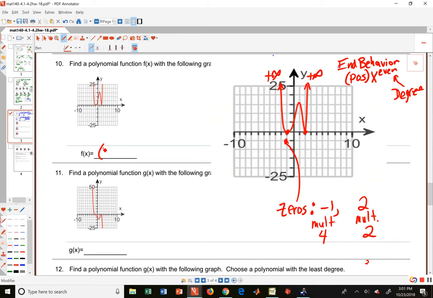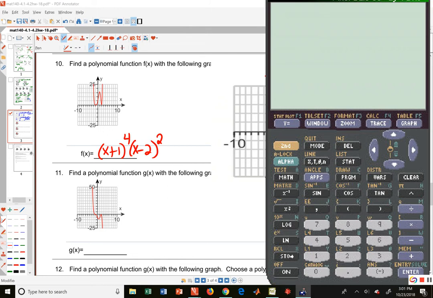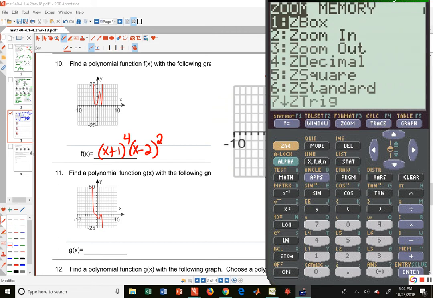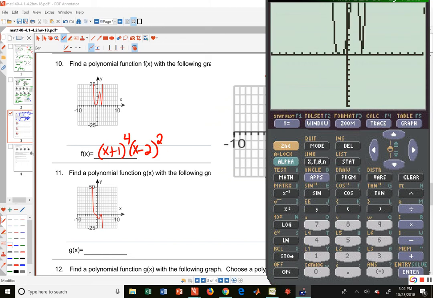So my first guess is that we have a factor of (x + 1) to the 4th and (x - 2) squared. And we're gonna see on the calculator whether this is a reasonable solution. So here we go. Let's pull up our calculator. And we're going to type this in. So we have a zero of x + 1 with a 4th power, and then an x - 2 for the root at 2 with a power of 2. All right, we're going to just do a standard window at first. So zoom Z standard, and then we'll adjust it here to get that -25 in there.